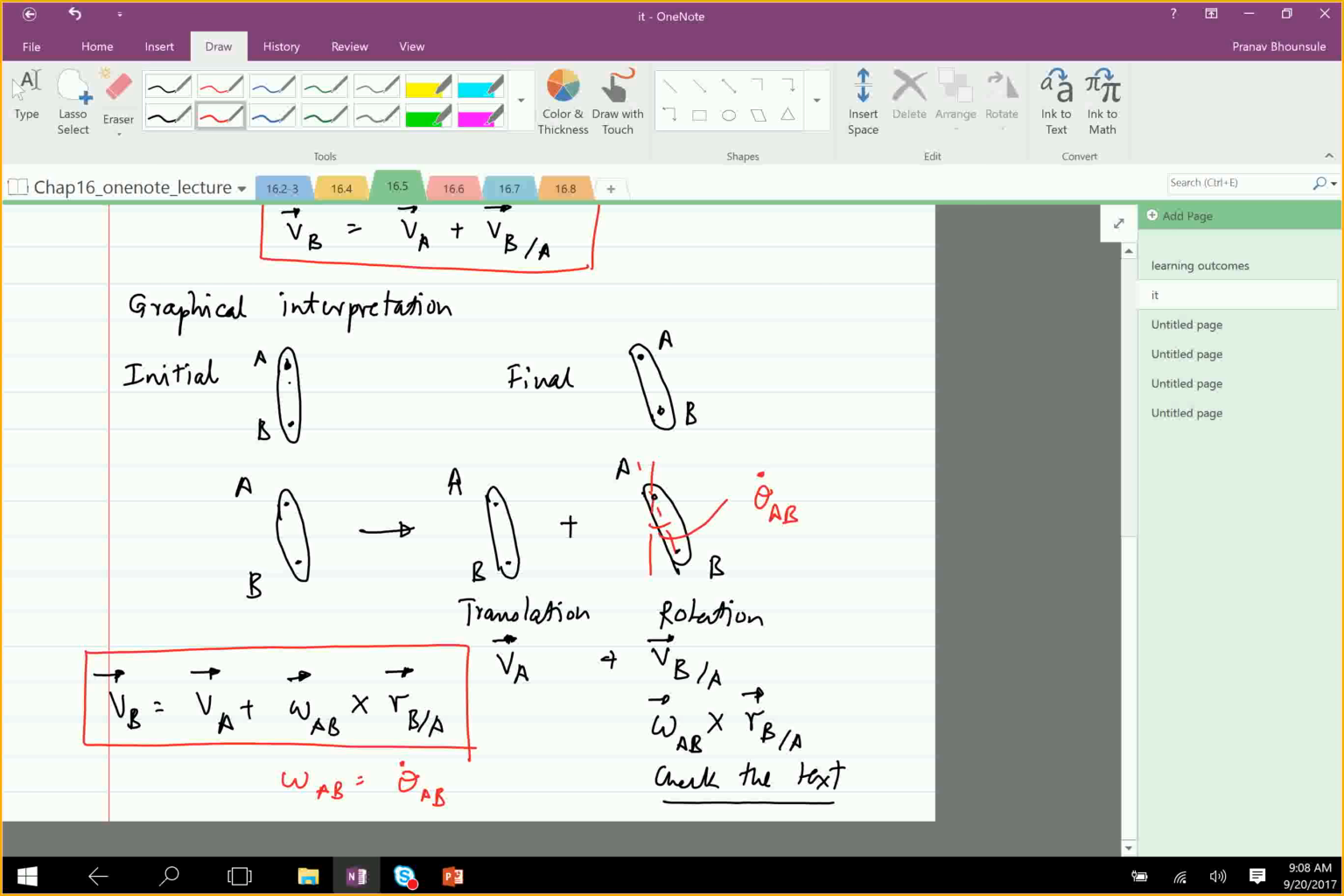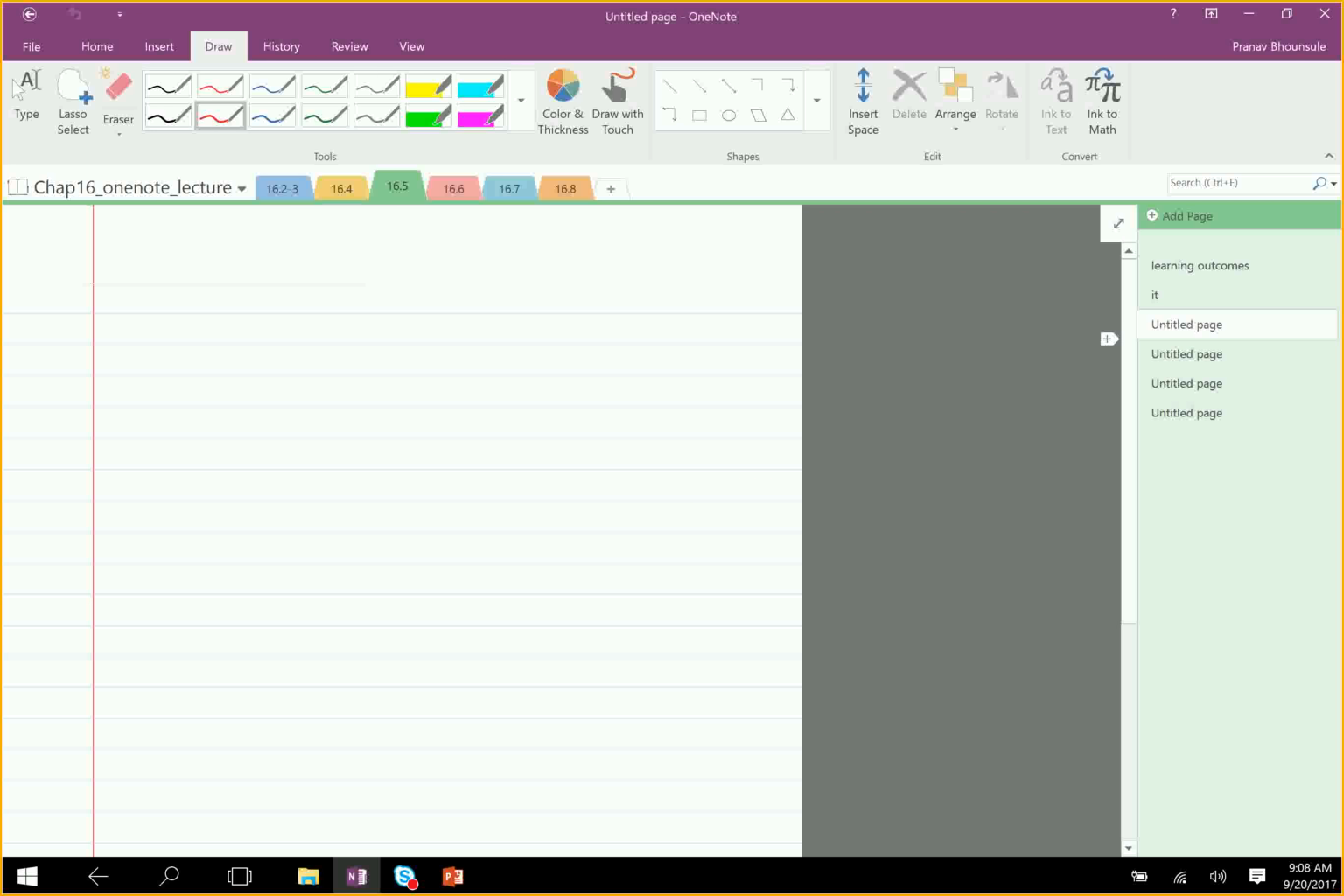So what kind of problems you can expect is, given the velocity of point A, find the velocity of point B, or given the angular velocity and velocity of another point, find the velocity of the other point.